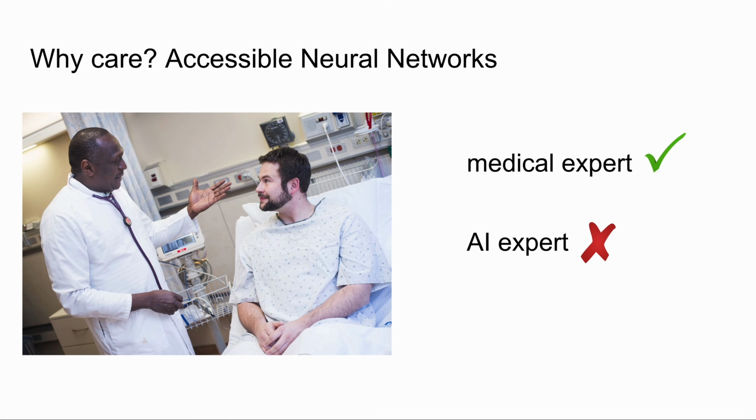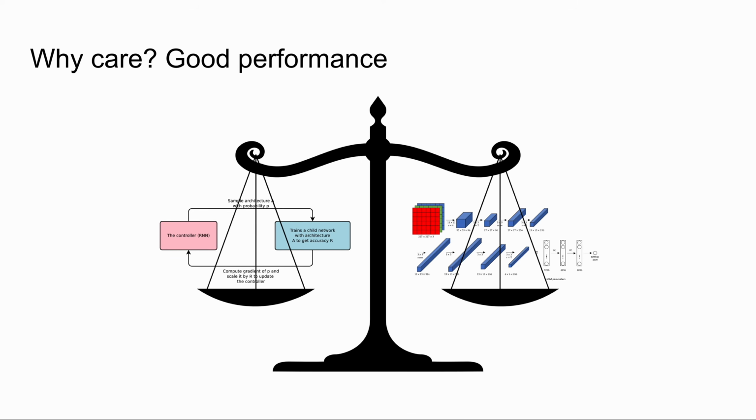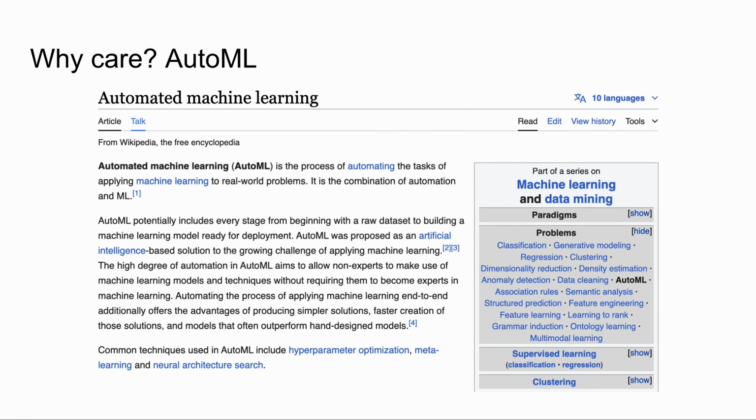So, why care about neural architecture search? As I mentioned earlier, neural architecture search makes it so that people who aren't computer scientists, such as doctors, climate scientists, or physicists, can still use neural networks in their work. And not just any neural networks. The neural architectures found by NAS algorithms have been found to perform similar to, or in some cases, even better than, human-designed architectures.